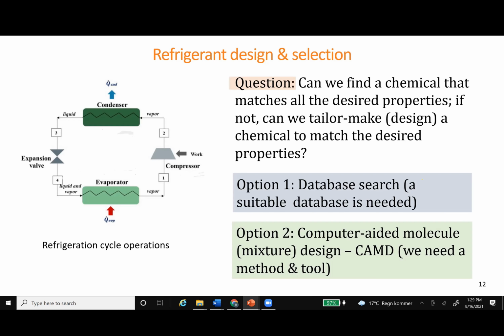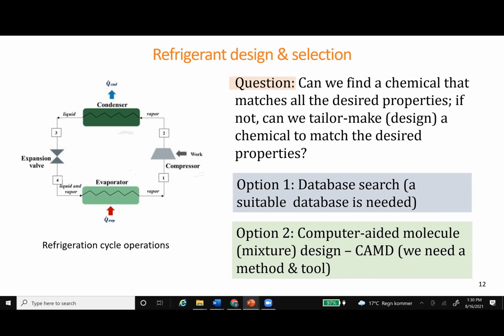So option one is very limited because we are dependent only on those molecules for which all the needed properties have been measured. Whereas option two is not limited to that, to whether the properties have been measured, but it is limited to whether the properties are calculated or estimated or predicted accurately. So both have advantages and disadvantages.